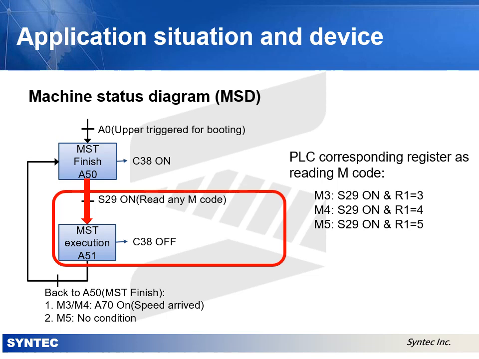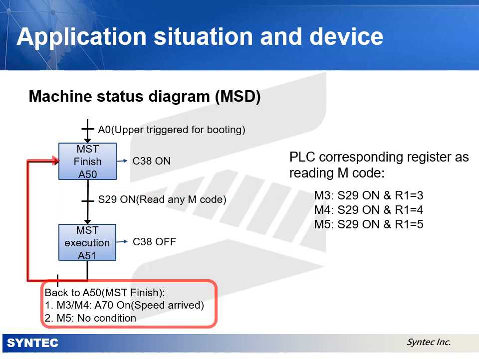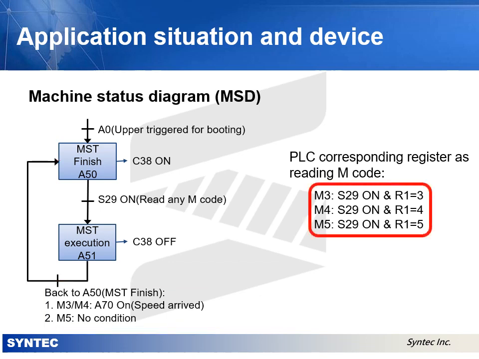If the action condition is complete, the A50 state and C38 will be triggered again to allow the program to do the following processes. In this example, the completion condition of M3 and M4 is that the rotation speed arrival flag A70 is triggered, but M5 is completed unconditionally without checking. Moreover, depending on which M code is being read, the PLC device will display different information to identify the content of the MST code.